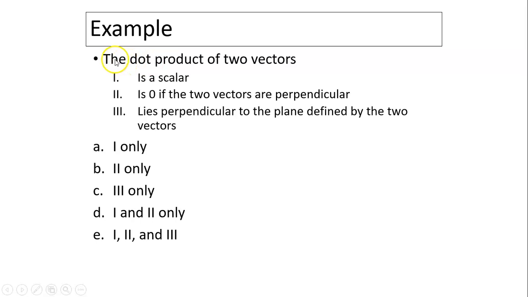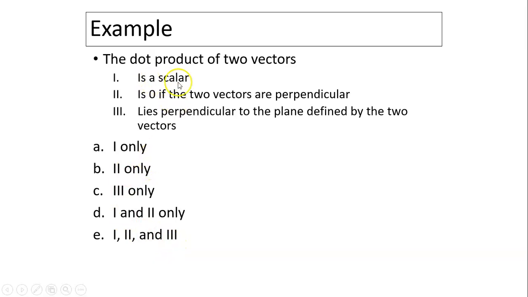Now here is the last example. The dot product of two vectors. Is it a scalar quantity? Is it 0 if two vectors are perpendicular? Does it lie perpendicular to the plane defined by the two vectors? What are the choices? Is it 1 only, 2 only, 3 only, 1 and 2, or 1, 2, 3?